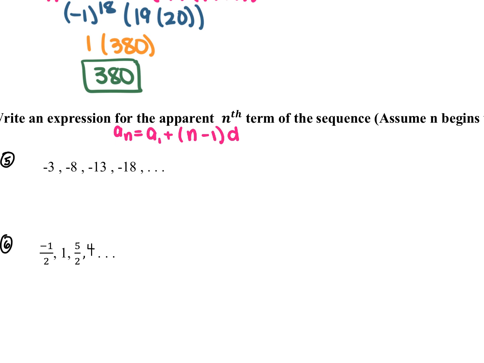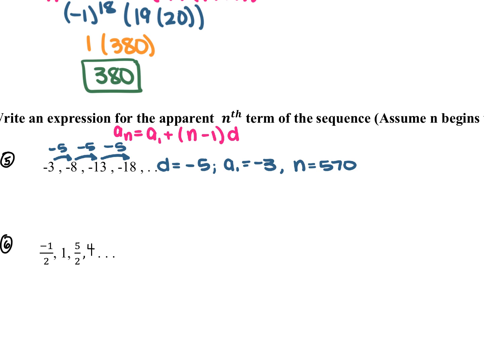So if we look at 5, the numbers that they give us are negative 3, negative 8, negative 13, negative 18. From negative 3 to negative 8, you are subtracting 5. From negative 8 to negative 13, you're subtracting 5. From negative 13 to negative 18, you subtract 5. So for this one, d is equal to negative 5. Your a sub 1, or your first term, is negative 3. And n is going to stay n until you plug in the 570.